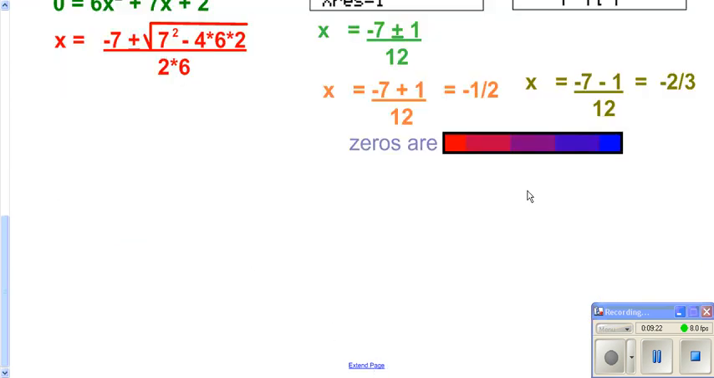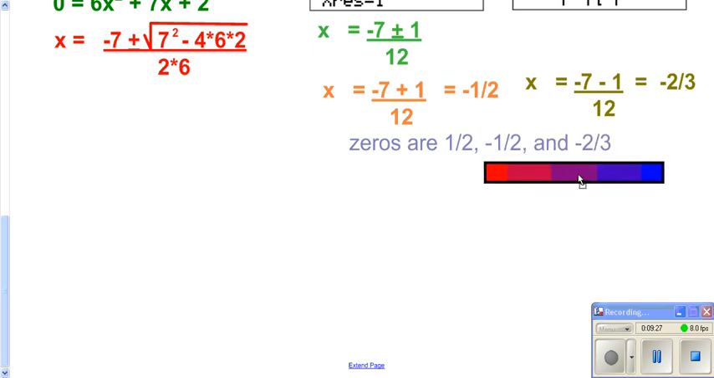So our zeros then are the 1/2 that we tried in synthetic, the -1/2 that we got out, and our -2/3 that we got out. Those are our zeros.